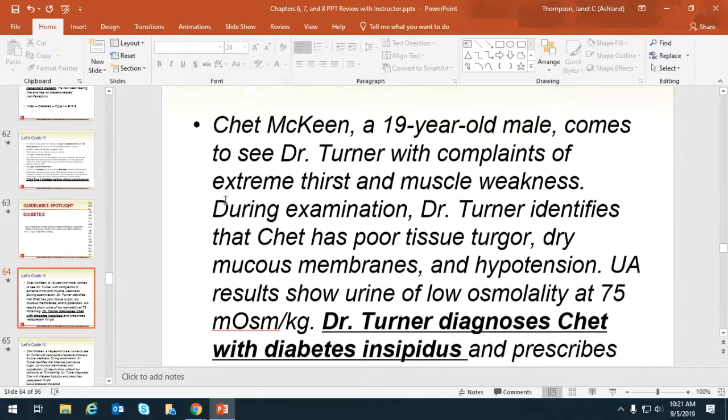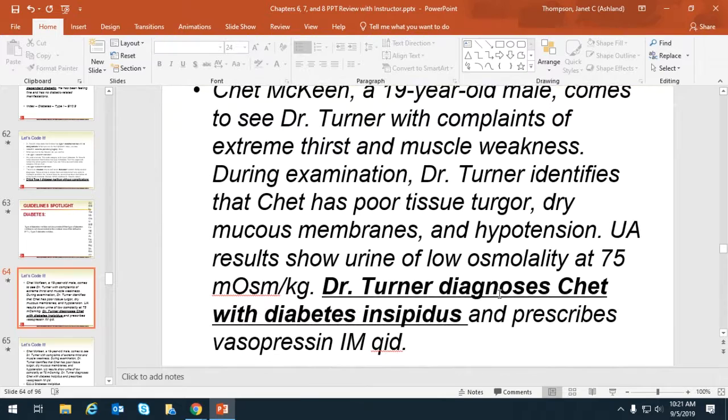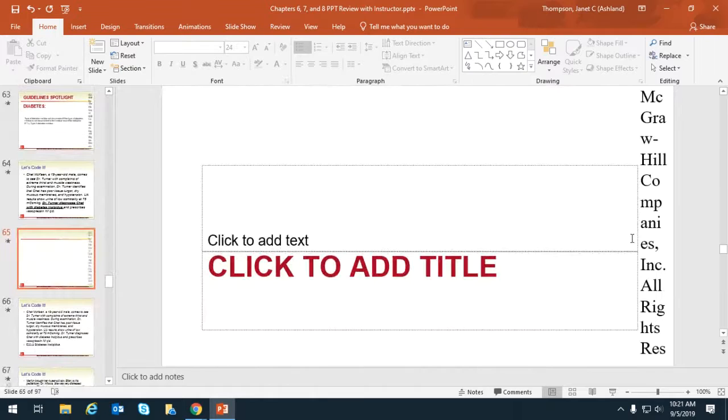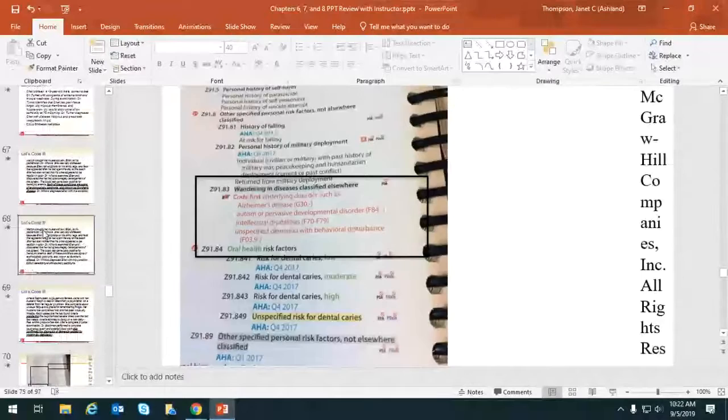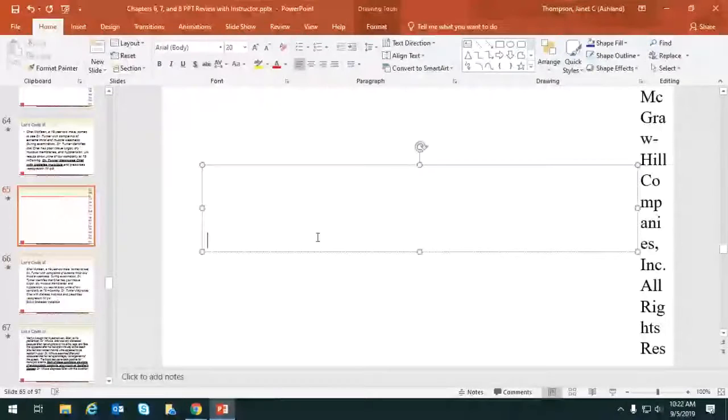All right, let's see Chet. Let's code it. Chet is diagnosed with diabetes insipidus. So let's go back to our index. Wait a minute, where'd I go? All right, so we'll go back to our index. Diabetes, and then insipidus. Spell that very good. Insipidus.